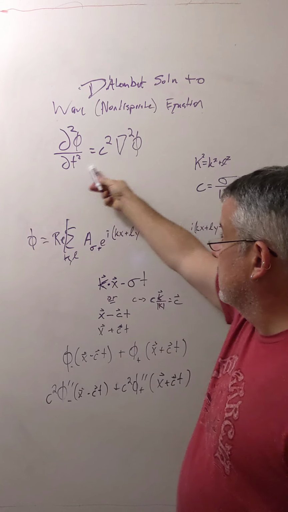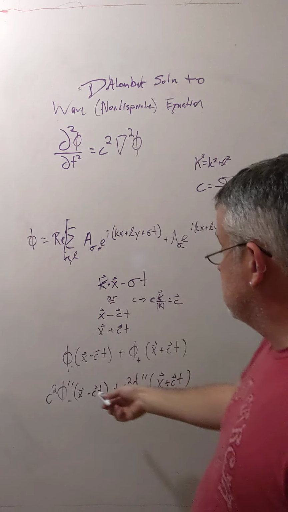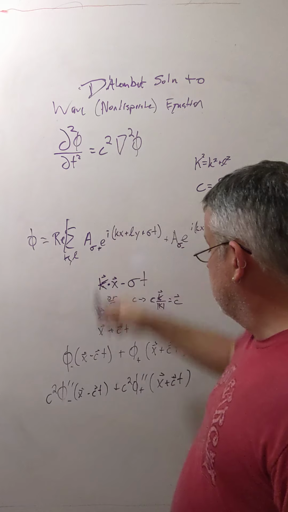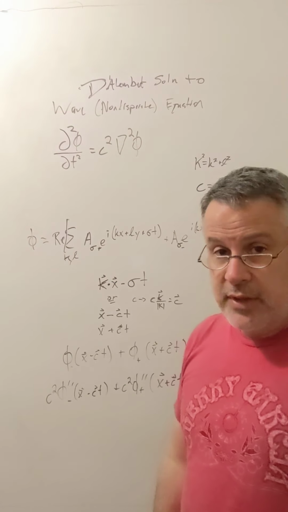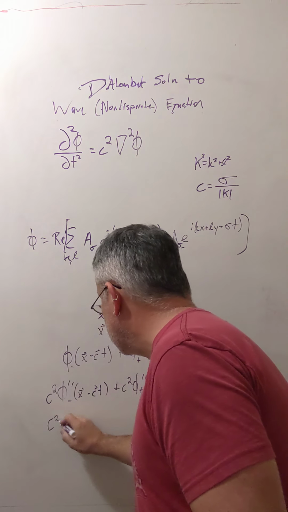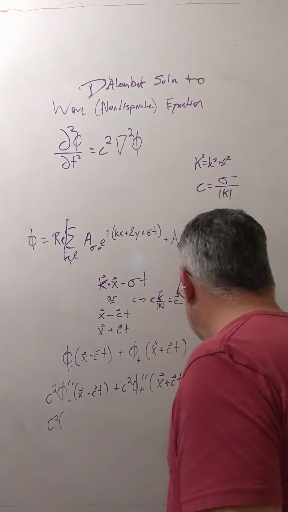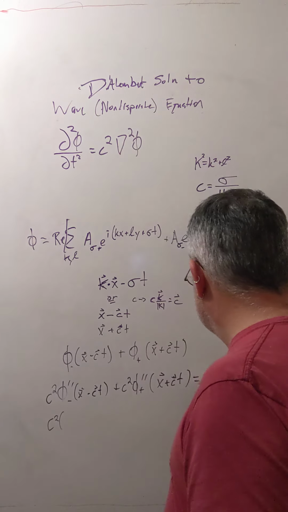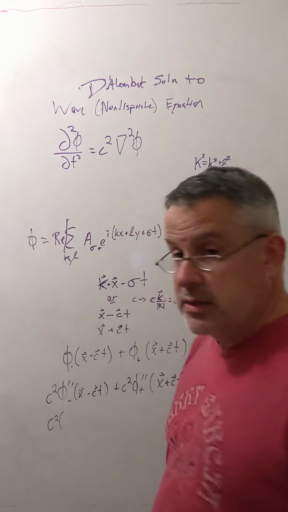That was the time derivative side of the equation. What about the other side of the equation? Well, it says I should take a second derivative with respect to space of that same function and multiply it by c squared. So what does that look like? Well, I take the c squared, multiply it out in front, and the question is, is this equal to what I'm going to write on the other side?